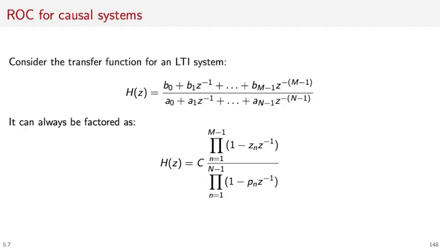Given an LTI system, the transfer function is a ratio of polynomials, as we have seen, and that's why it's also called a rational transfer function. So the rational transfer function has a polynomial of degree M minus 1 at the numerator and a polynomial of degree N minus 1 at the denominator. So we can factor it as the product at the numerator of M minus 1 first order terms, and at the denominator, the product of N minus 1 first order terms as well.